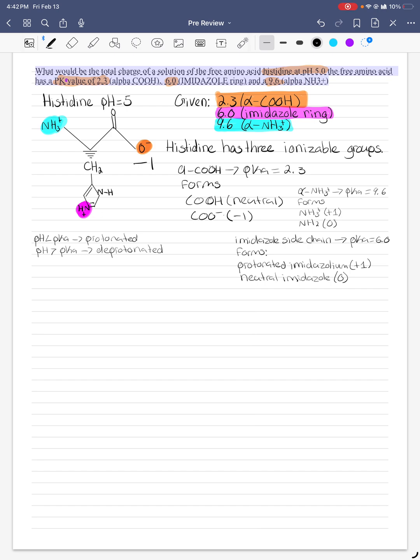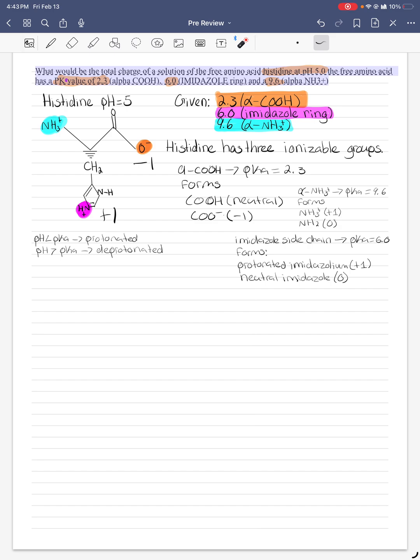And then the imidazole, right? The imidazole pKa is 6.0. As we can see, 6.0. And we're comparing it to the histidine pH of 5.0. So the pKa is greater than the pH, so it will be protonated, right? And that will be a +1. Okay?